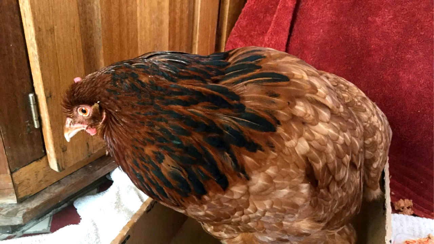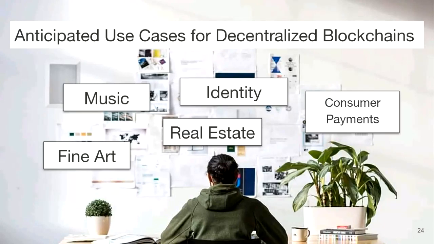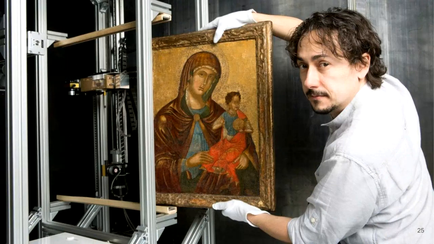So let's look at this now. Anticipated use cases for decentralized blockchains. We've looked at a few that are prevalent today. Now let's get into some anticipated ones. We talked a little bit about art authentication on Monday, and this is an interesting example that I like to use. So let's get into this one more time.